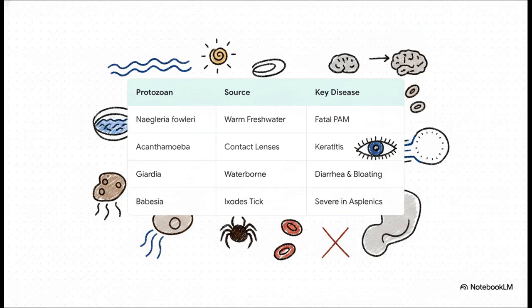Finally, Babesia. This is transmitted by the Ixodes tick. Yep, the exact same one that causes Lyme disease. It causes a malaria-like illness that is exceptionally severe and potentially fatal in asplenic patients because they lack a spleen to filter out the parasitized red blood cells.